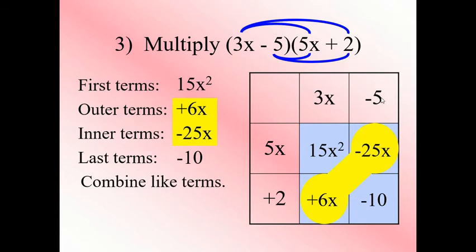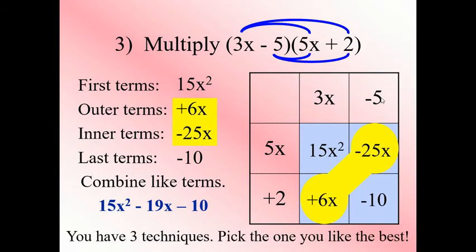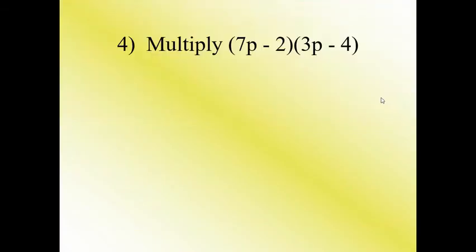So we're going to combine like terms. Notice that our like terms are diagonals of each other. So we have 6x minus 25x, which gives us, that's right, negative 19x. So our equation would be 15x squared minus 19x minus 10. So you have three techniques. Pick the one you like the best.